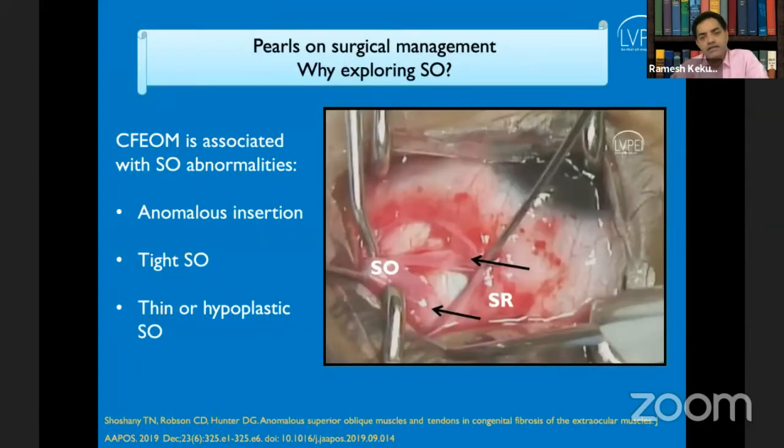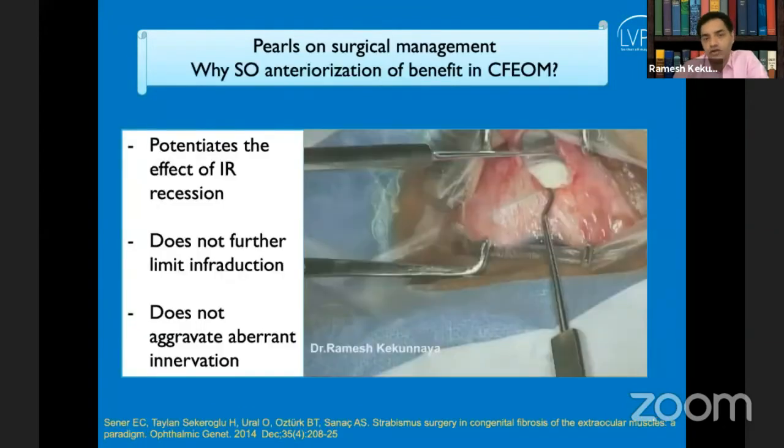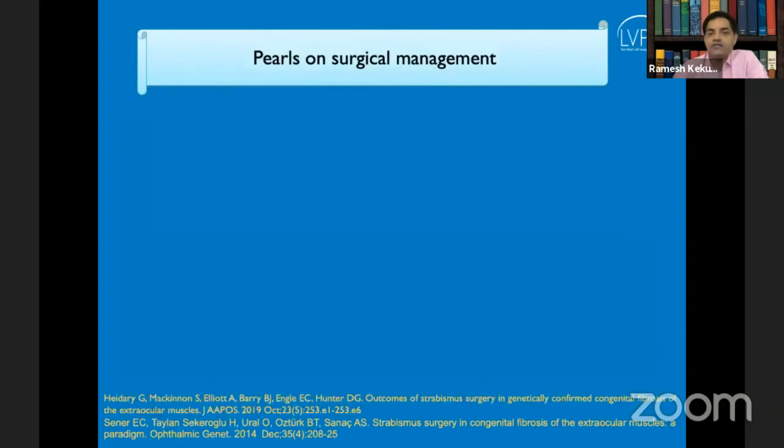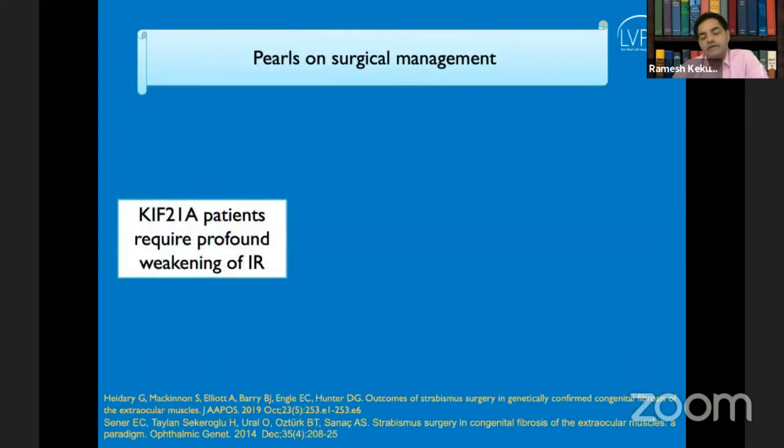And some of the pearls you need to remember while you do surgery: as you can see, the superior oblique insertion is nasal. This can happen in type 1 CFEOM, already published. This is one of our patients. You can see anomalous, tight superior oblique with thin or hypoplastic muscle. This is one of the known things. So superior oblique anterior transposition can help in some of these patients, with the superior rectus large recession and resection.